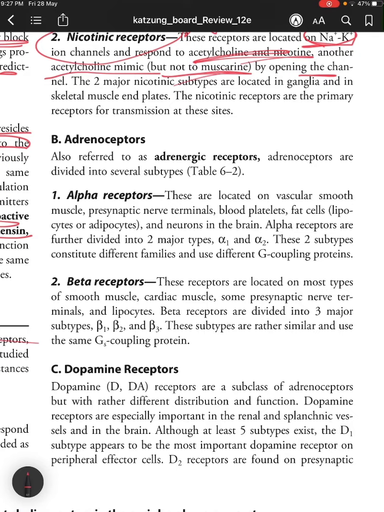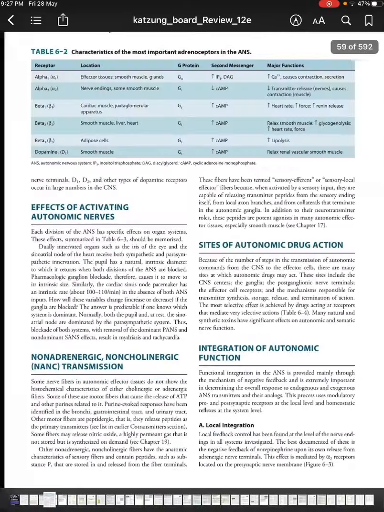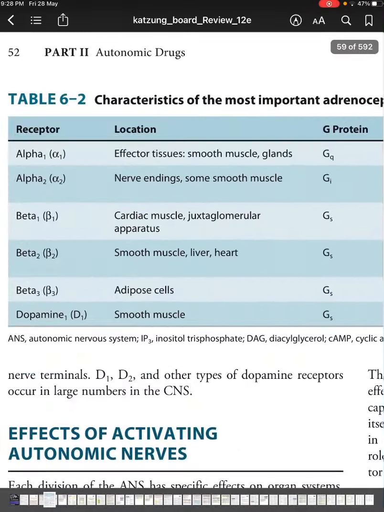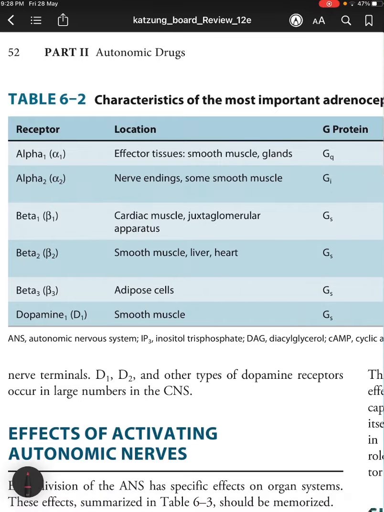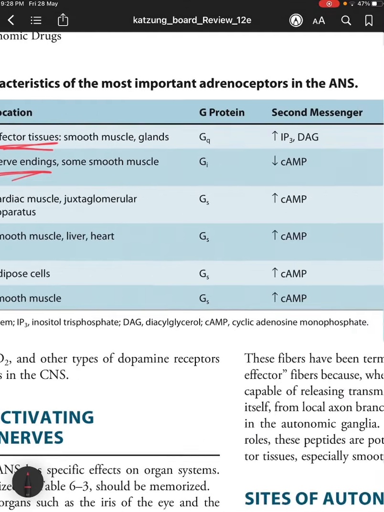Now coming to the adrenoceptors, they are also referred to as adrenergic receptors and they are divided into several subtypes. First we have alpha receptors. These are located on vascular smooth muscle, presynaptic nerve terminals, platelets, etc. Alpha receptors are further divided into alpha 1 and alpha 2. These 2 subtypes constitute different families and use different G coupling mechanisms. Alpha 1 is present on the effector tissues. Alpha 2 is present on the nerve endings, just as M2 was present on the nerve endings.